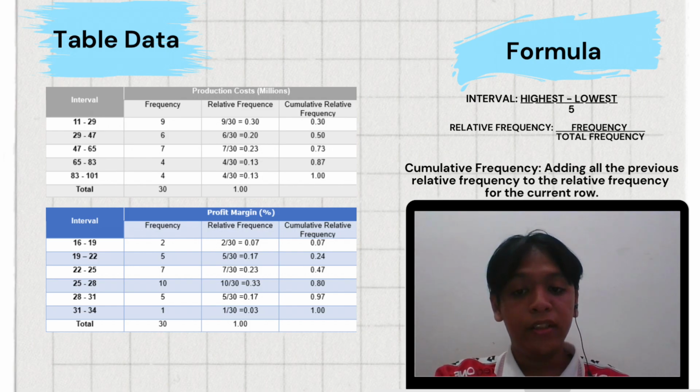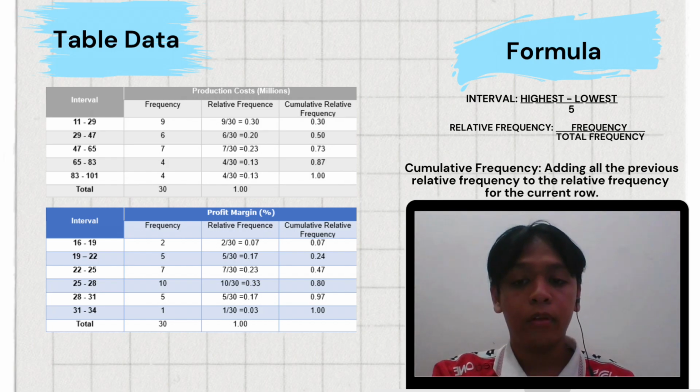The data inside this table will be the frequency, relative frequency, and the cumulative relative frequency for both the production cost and the profit margin. To find the suitable interval, first we need to take the highest value and then minus it with the lowest value and divide it by 5.